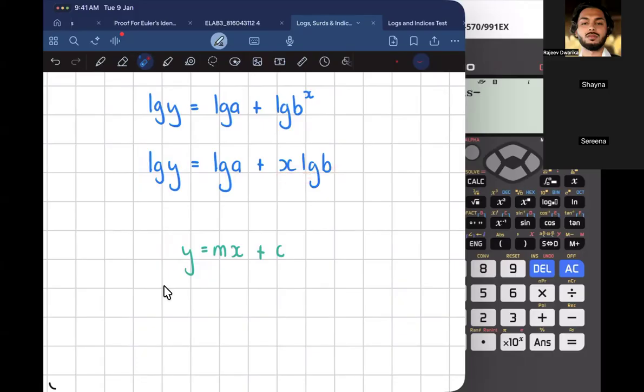Right? I'll explain what I mean by that. Now, A would actually be a constant. So log A would be a constant answer. So that's c. What do you think m is? If we're comparing terms, what do you think m is? m would be log B. Right. And x would just be x. Perfect. So the last thing I'm going to do before I write my final answer, I'm going to say log y is equal to log B times x plus log A.